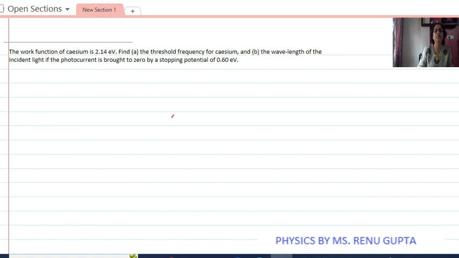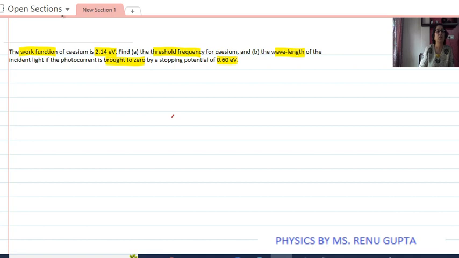Here we are doing a question from class 12 physics, topic dual nature of matter and radiation. The question says the work function of cesium is 2.14 electron volt. Find the threshold frequency for cesium and the wavelength of the incident light if the photocurrent is brought to zero by a stopping potential of 0.60 electron volt.